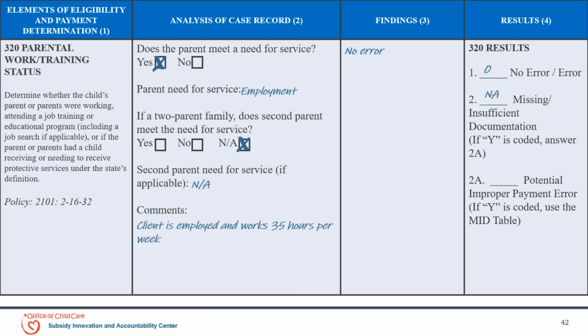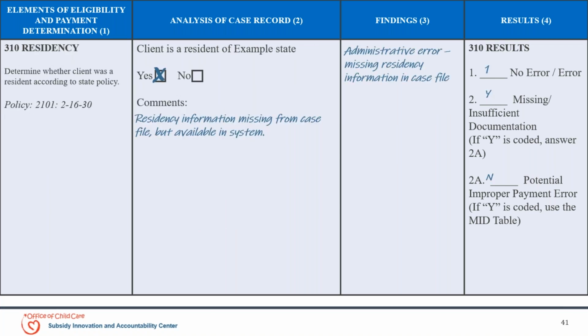All right, moving on. Actually, let me go back one more time to 310, sorry. In this example, I wanted to also mention that the residency information was missing from the case file, but it was available in the system. So this is another area where we might see differences from state to state. In this example, just to make it clear, this residency information that's available in the system is something that the eligibility worker, as well as the reviewer, would have access to and would be checking.